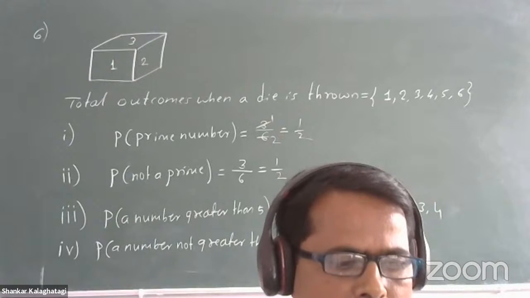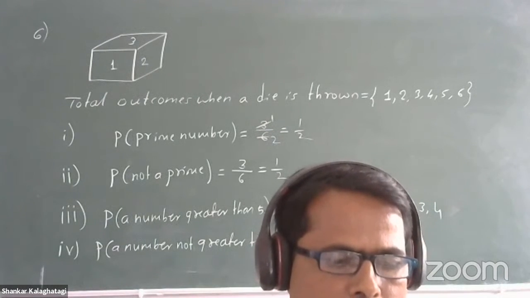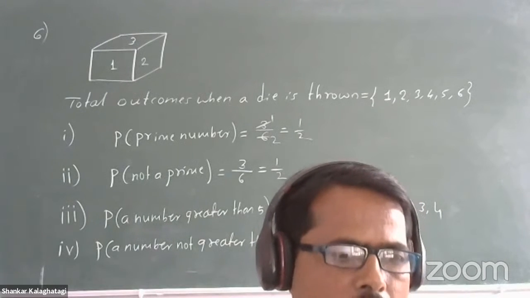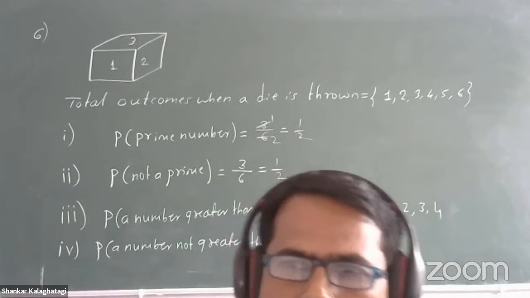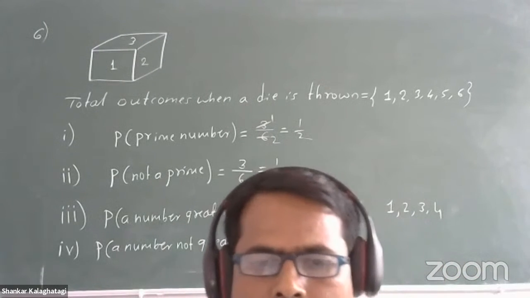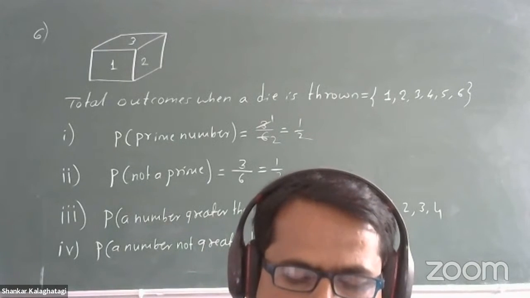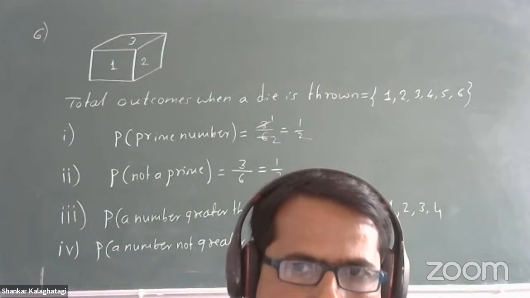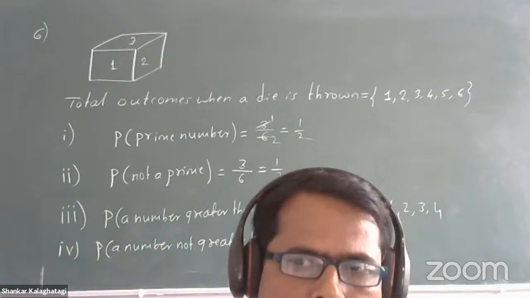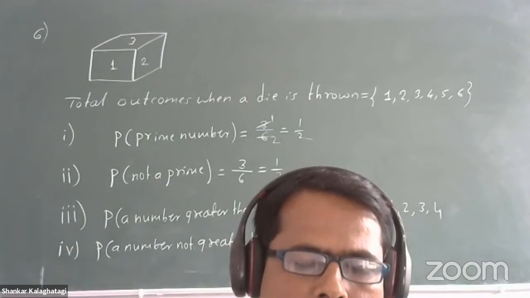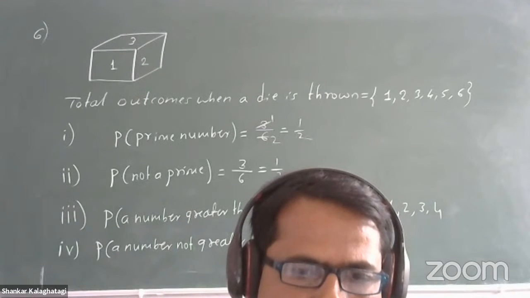Students, did you understand this chapter? All of you? Yes, sir. Okay, very good. Now I want to ask. Sir, in the second one, for the first answer, a number not greater than 5, you said outcomes 1, 2, 3, 4, 5, but you wrote here 4 only. What was the question? A number not greater than 5.